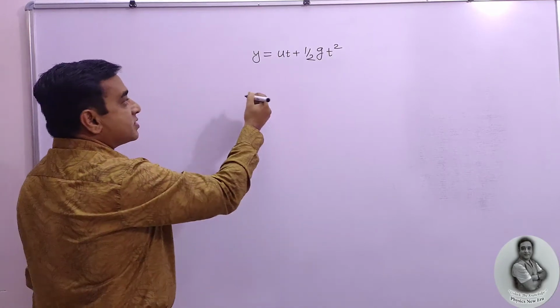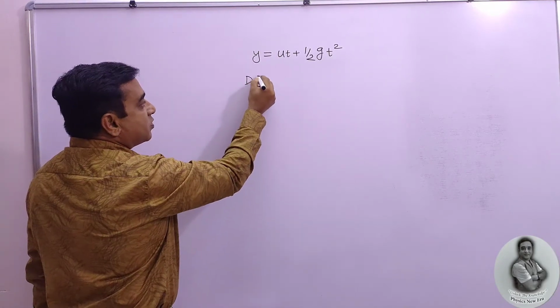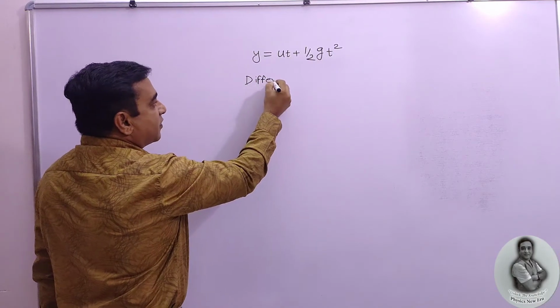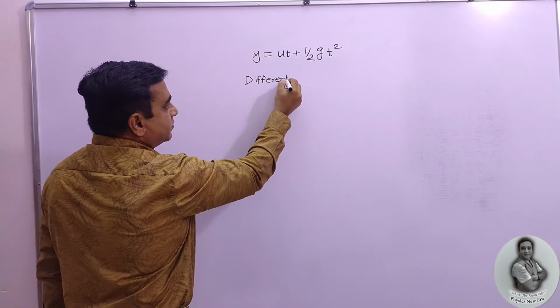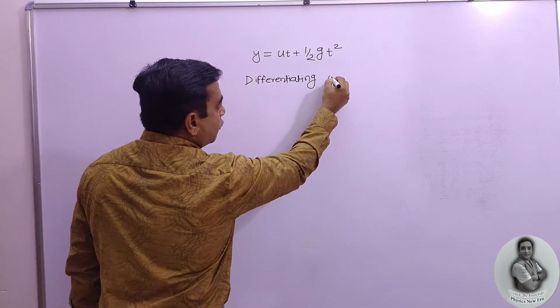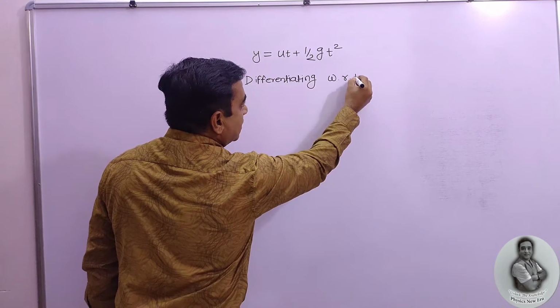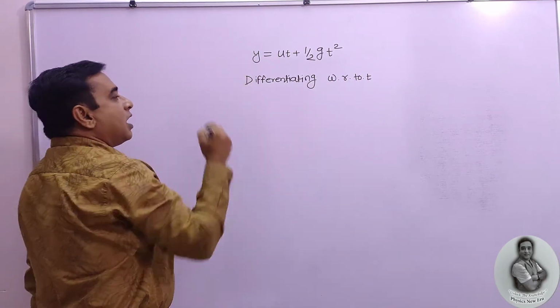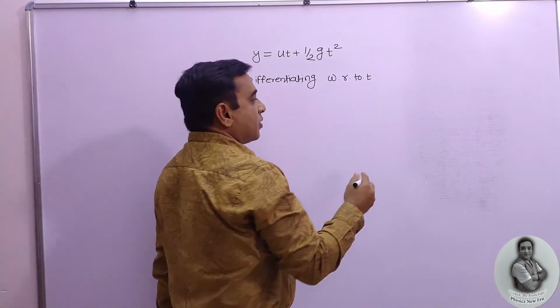So here, differentiating with respect to t. Why differentiating? There is a plan. Differentiating with respect to t. For that one, how we are going to differentiate is very important.